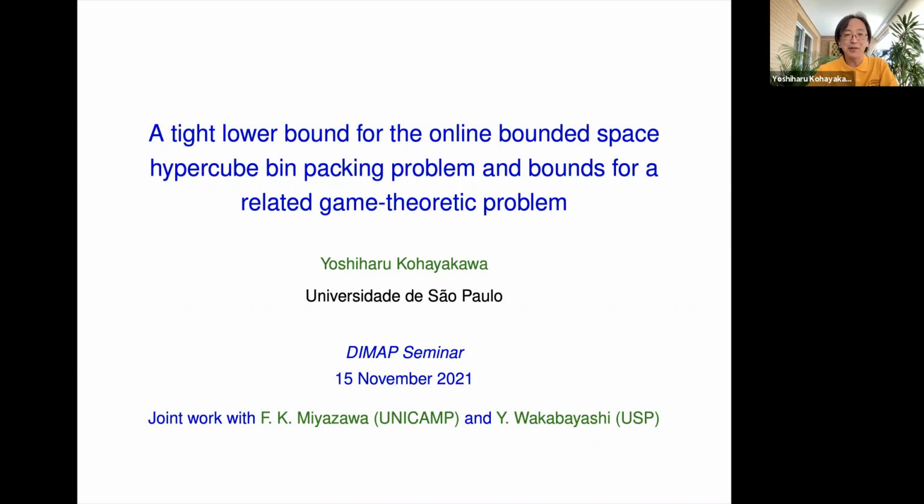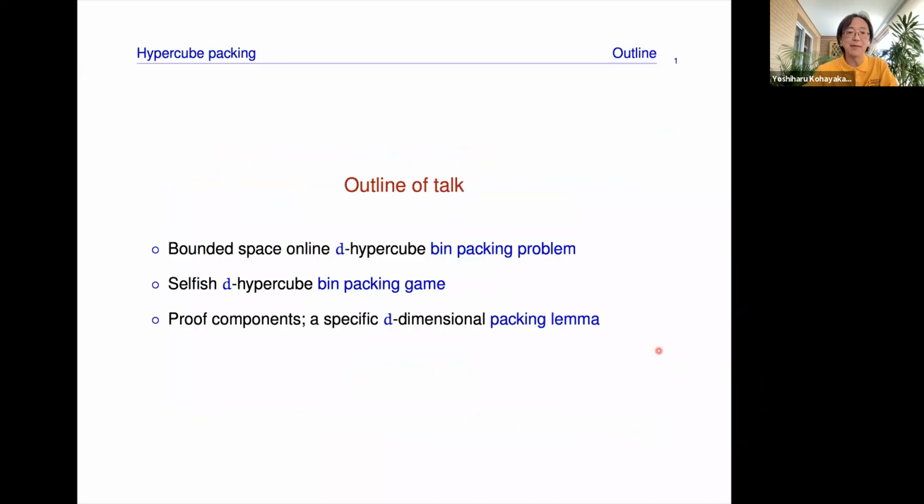Right, it's a long title, but I will try to explain what this is about. So the talk will have three parts. First, I will talk about the bin packing problem. Namely, I'll talk about bin packing in the following version: bounded space online, and it will be about d-hypercubes. So I'm interested in high dimensions.